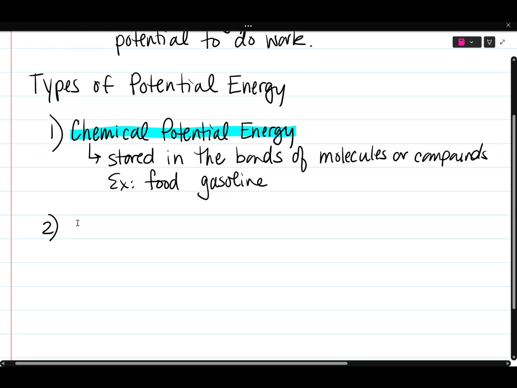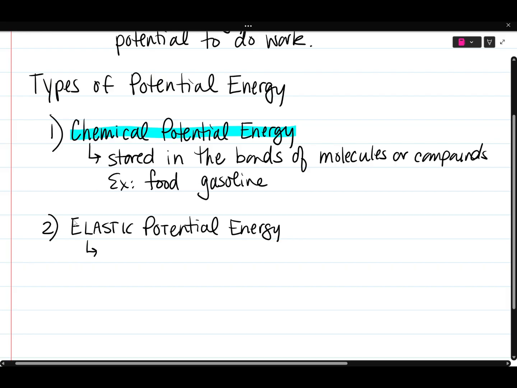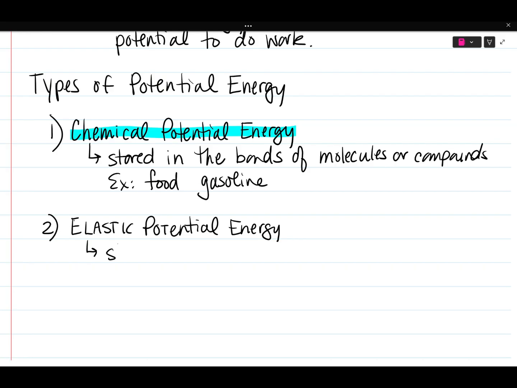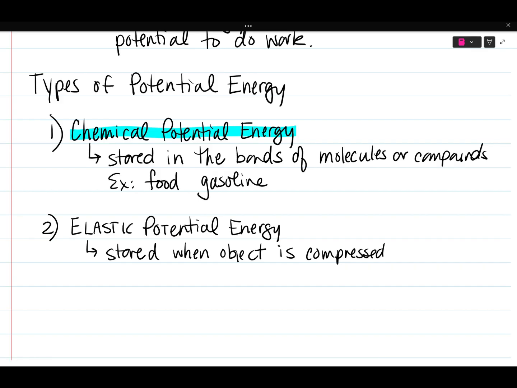The second form of potential energy is elastic potential. Elastic potential energy is stored when an object's shape is changed. So it's stored when an object is compressed, so we're changing the shape of it, or stretched.